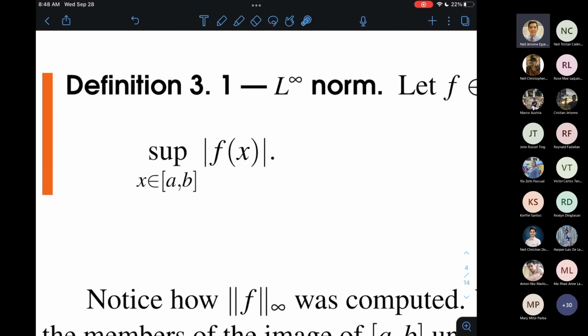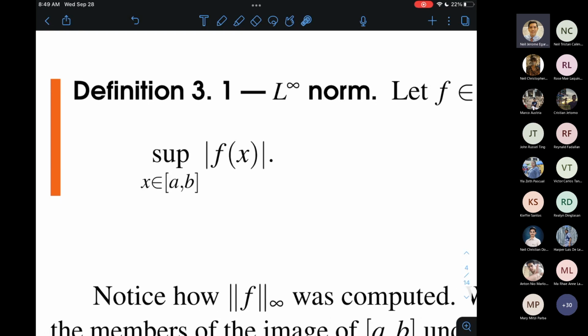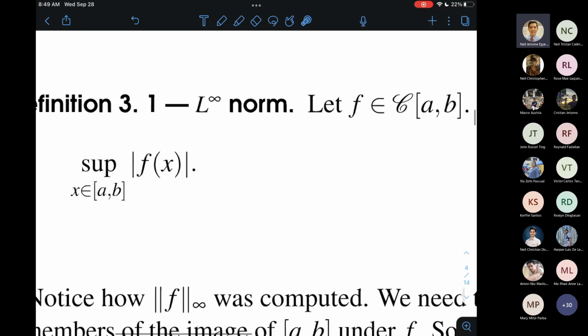Yung sa mga nag 155, maalala niyo yung supremum, ano? Or dapat naalala niyo yung supremum. But if you haven't taken 155, kaya sinabi ko rito, assume na lang natin na si f ay continuous. Kasi pag si f ay continuous, the supremum is also the same as the maximum ng absolute value ni f of x over the interval AB.